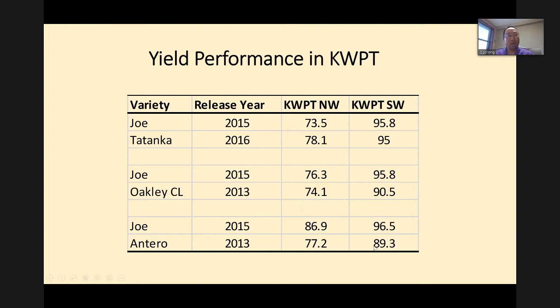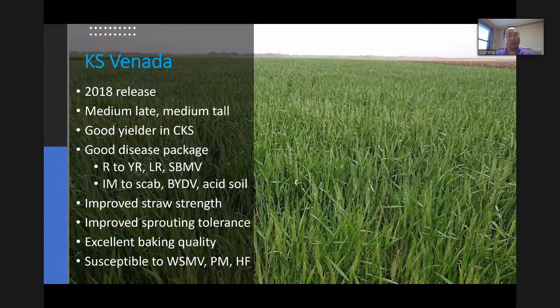The second white is called KS Vanada. It's a 2018 release, with similar maturity and height. It yields well in central Kansas, especially south central. It didn't yield as well as Joe in western Kansas.